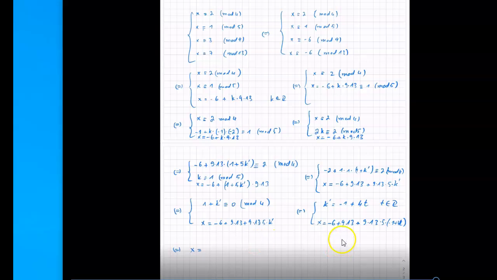What is x? x is minus 6 plus 9 times 13 plus 9 times 13 times 5 times minus 1, mod 9 times 13 times 5 times 4. And if I use my calculator, I will get this answer, which is 1866 mod 2340.